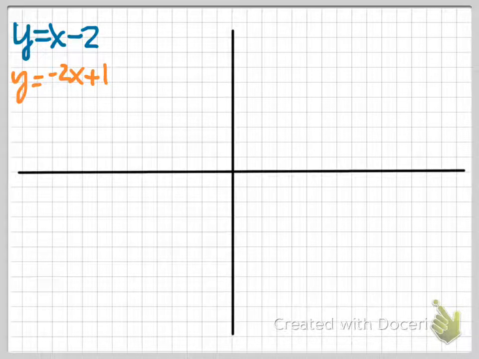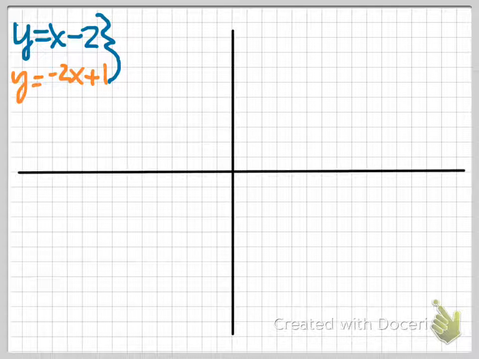Alright, so we can see here we have an example: y equals x minus 2, and the other one is y equals negative 2x plus 1. The idea is that we want to graph these two equations, and then find the point where they intersect. That point of intersection is considered your answer, your solution. It's like the x and y points we found with elimination. So let's go with this.